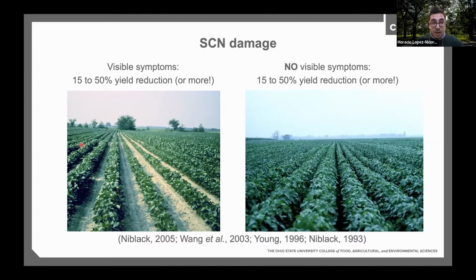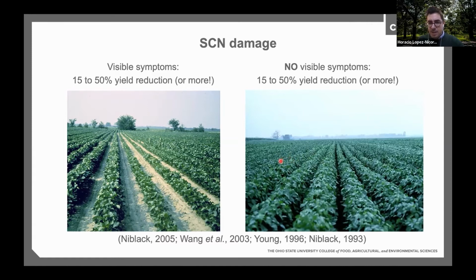So what I'm trying to show in these images is that, yes, sometimes if we compare a resistant line to a susceptible line, we can see some symptoms and we can quantify that yield reduction. However, in many cases, and I'm going to show some data for this.